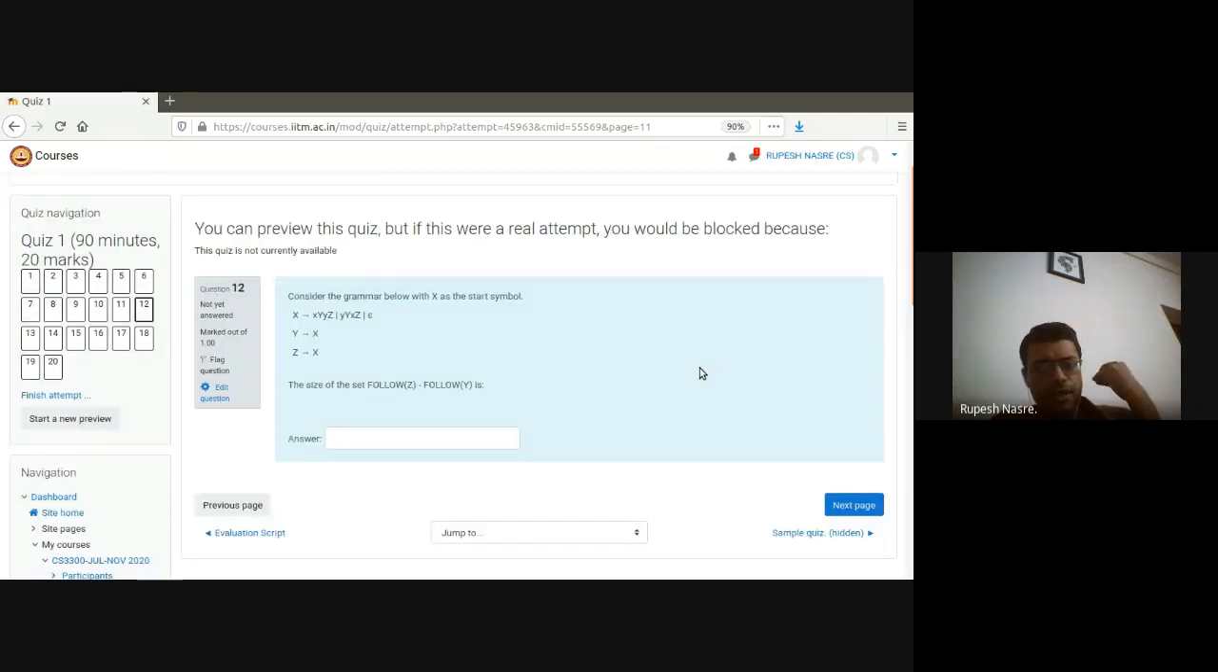Size of the follow of z minus follow of y. Follow of y is xy and follow of Z is XY dollar. So the answer should be 1. Is that what it is? Anybody has any comments on that? Okay. I think it will be 1. We'll move ahead. 1. Yeah. Okay. So that's what I also think. Okay. I'll check that. All right.